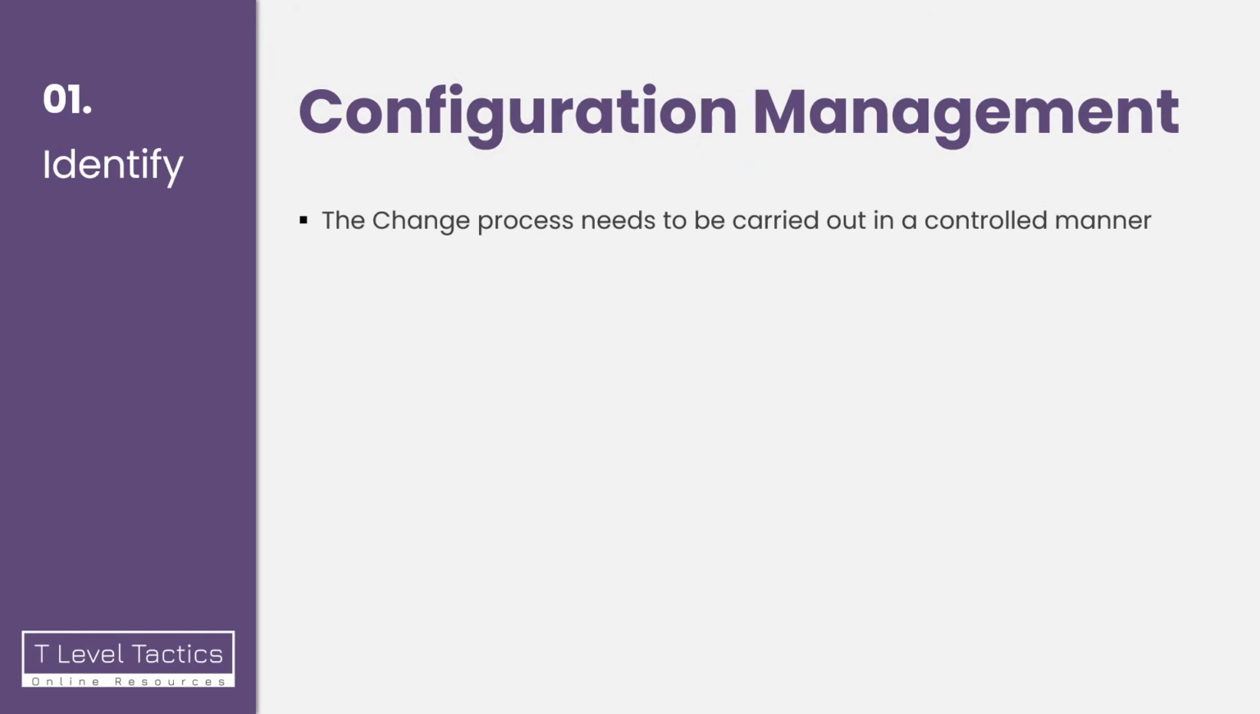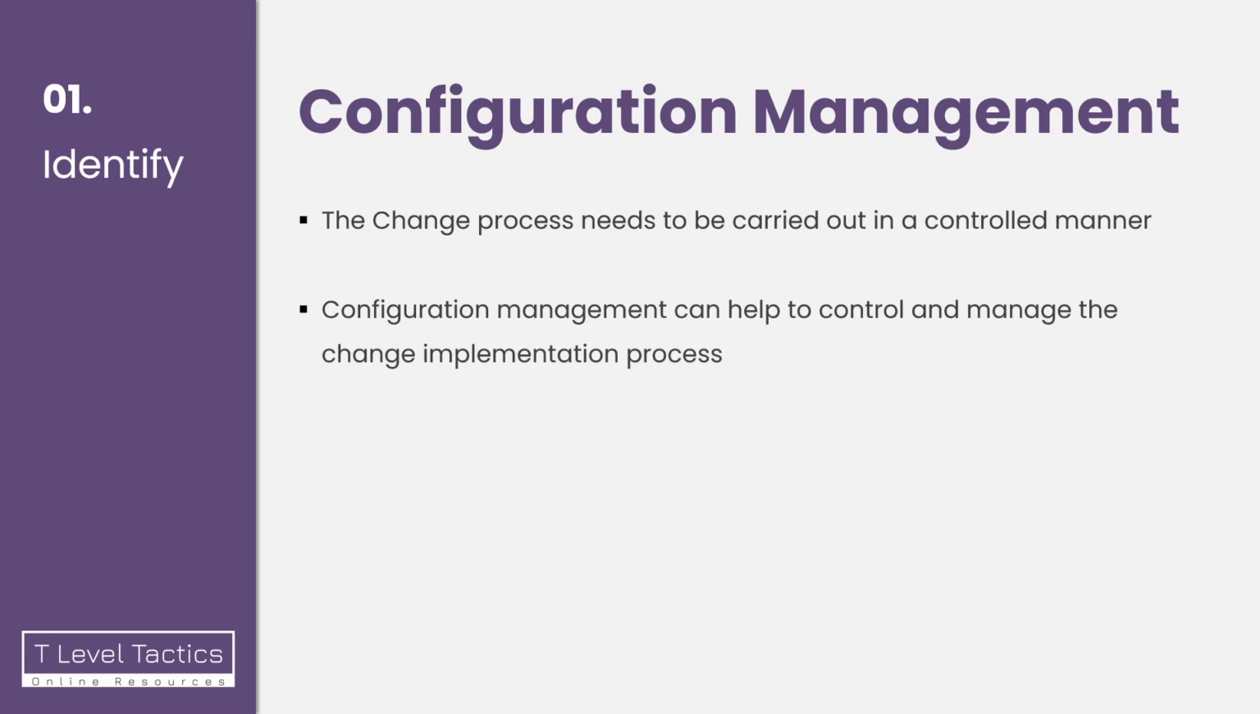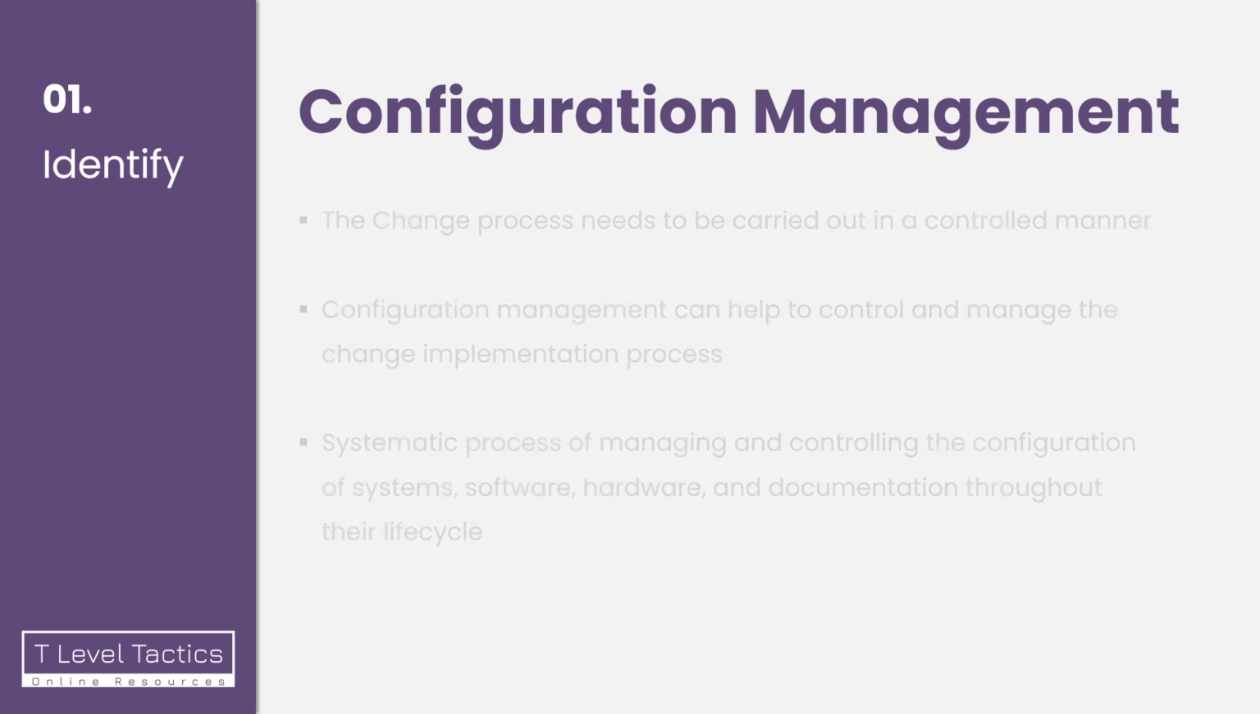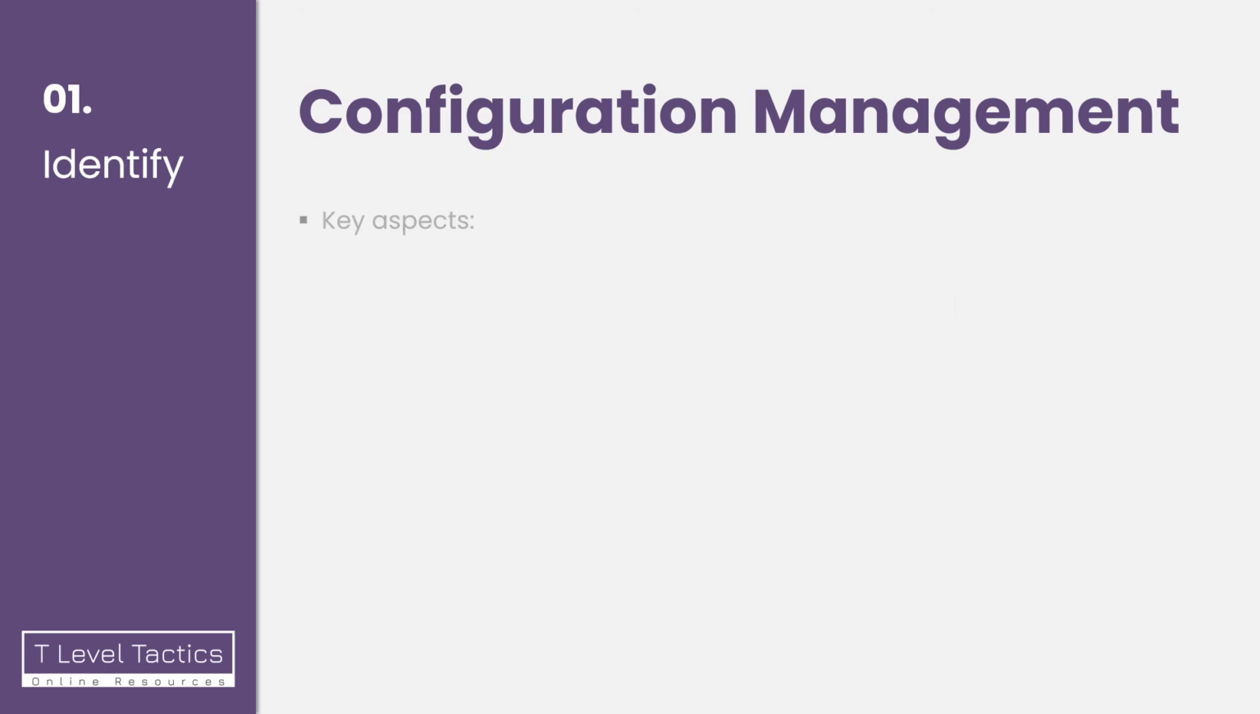The change process needs to be carried out in a controlled manner, and configuration management can help to control and manage that change implementation process. Configuration management is the systematic process of managing and controlling the configuration of systems, software, hardware, and documentation throughout their life cycle. There are some key aspects of configuration management that we're going to look at: identification, control, status reporting, and auditing.